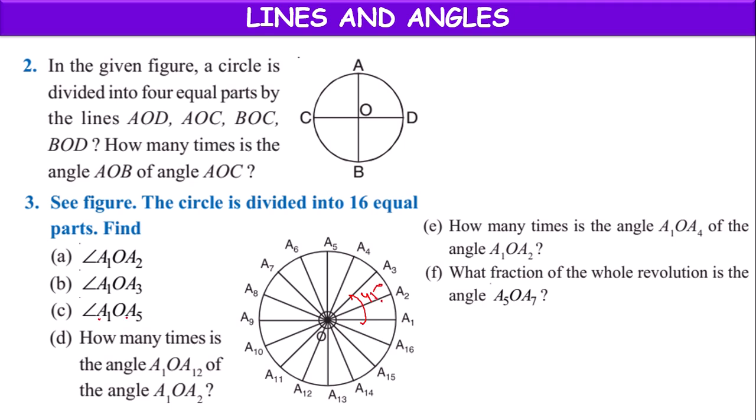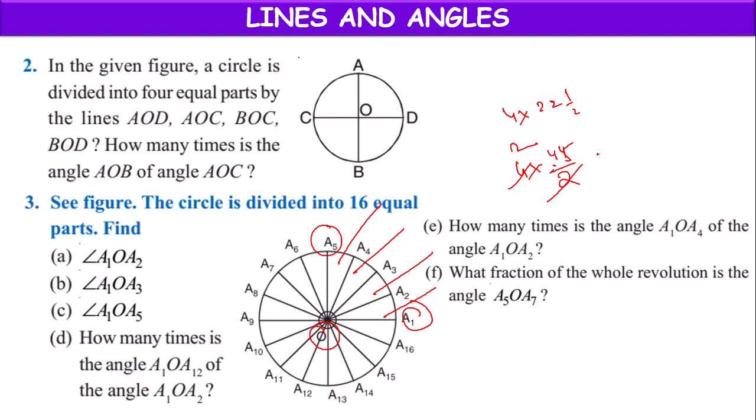So A1, O, A5. How many parts? 1, 2, 3, 4 parts. That means 4 into 22 and a half, or 4 into 45 by 2. 2 2s are 4, 2 into 45. 90 degrees is the answer.